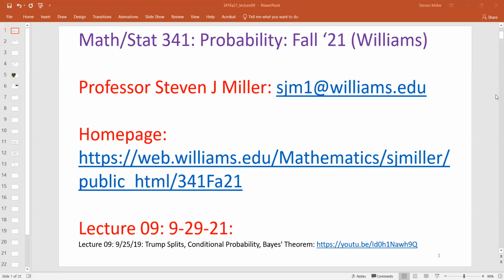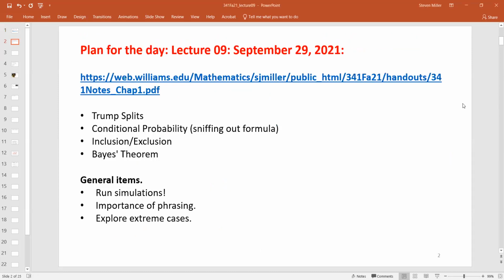Okay, so this is Math Step 341, Lecture 9, and what we're going to be doing today is talking about trump splits, conditional probabilities, Bayes' theorem, and stuff like that. If we have time, we'll do a little bit on inclusion, exclusion. One of the things I really want to emphasize, and there's a section in the book on this, is how to sniff out formulas. So we've already done this a few times.